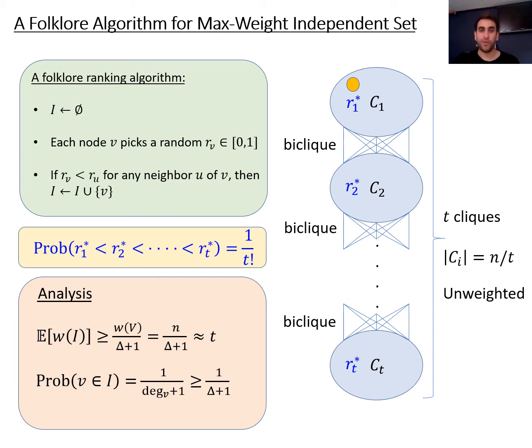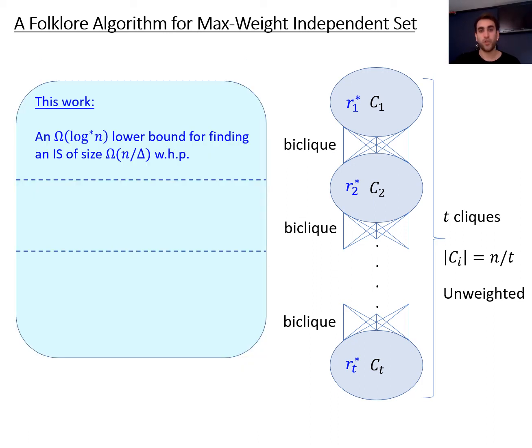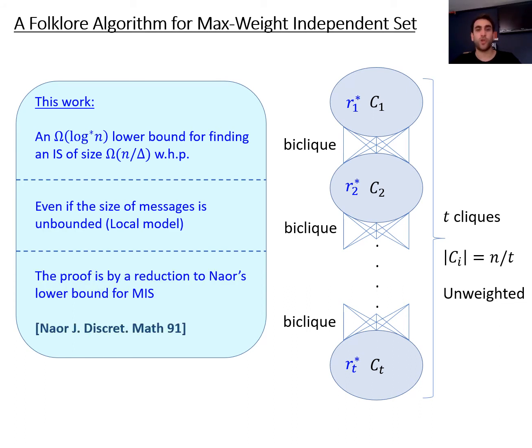And in this work, we could show an even stronger theorem. We could show that this example is not just a hard example for the ranking algorithm, but a hard example for any algorithm, even if the size of the messages is unbounded, which is well known as the LOCAL model. The way we show this omega of log star n lower bound on this construction is by reduction to Naor's lower bound for maximal independent set. So we show that if there is an algorithm that returns an O of delta approximation for maximum independent set on this construction, then this algorithm can be used to find a maximal independent set on a cycle with high probability.